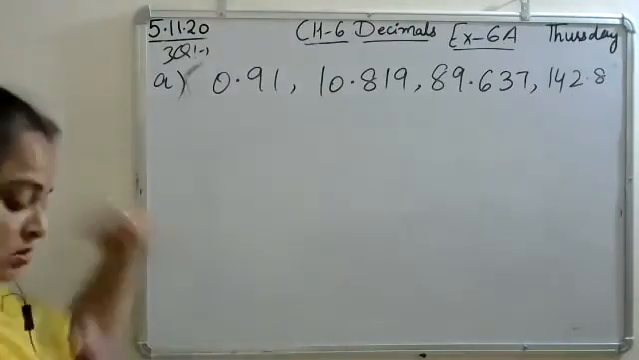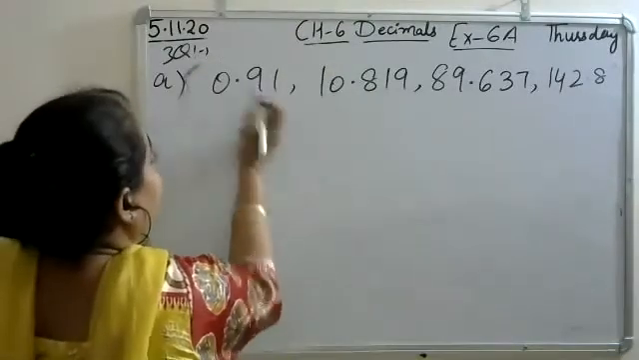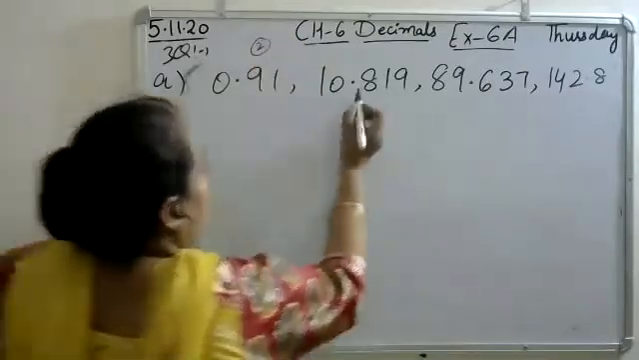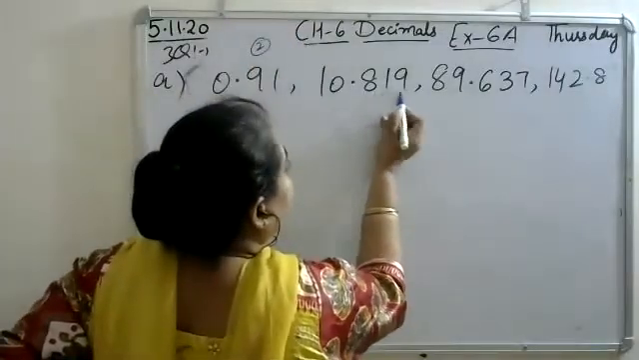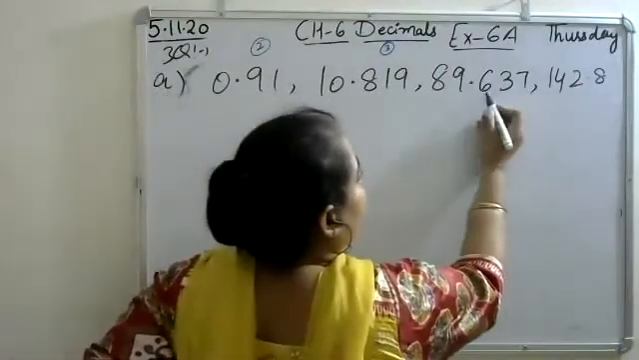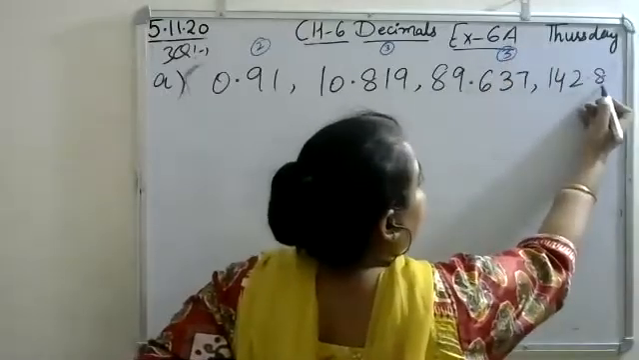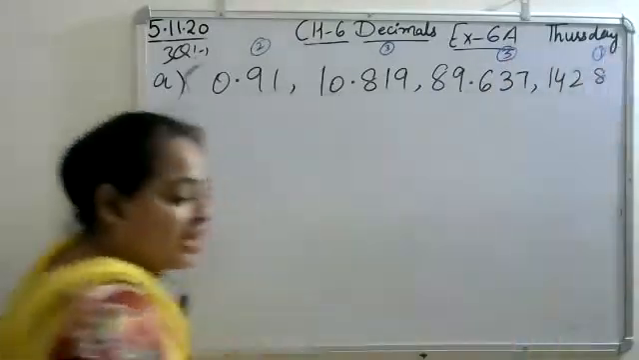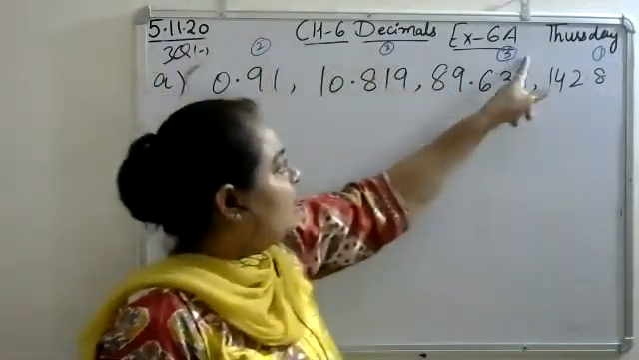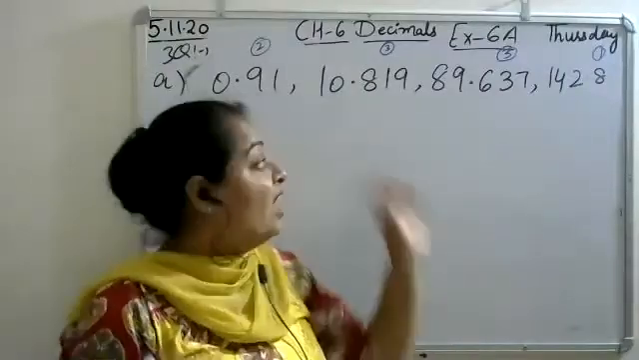Now, count the places. After the decimal, 1, 2. 2 places. After the decimal, 1, 2, 3. 3 places. After the decimal, 1, 2, 3. 3 places. After the decimal, only 1 place. Check. Counting different. ये 2 है, ये 3 है, ये 3 है, ये 1 है. तो डिफरेंट डेसिमल प्लेस हो गई ना, तो ये अनलाइक है.